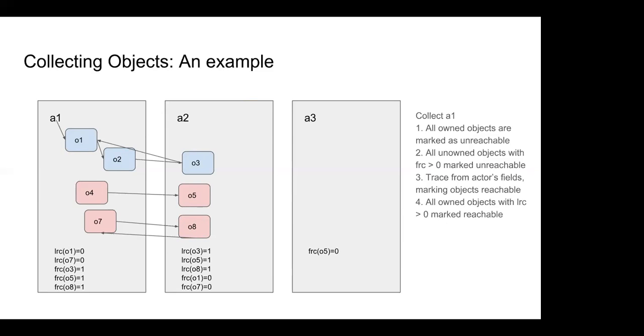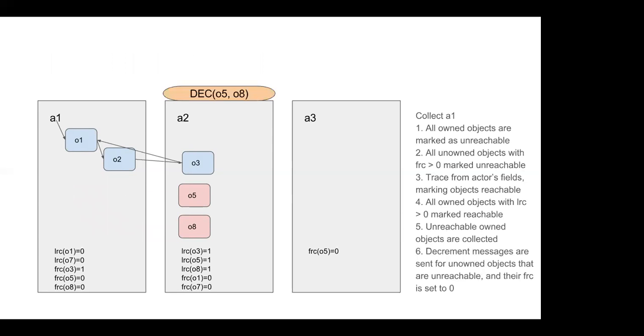All owned objects with a local reference count of greater than 0 are marked as reachable. So we don't have any owned objects with a local reference count of greater than 0. That doesn't mean that we change the status of 01. It just means that we leave it as reachable. Unreachable owned objects, again, are collected. So we collect 04 and 07.